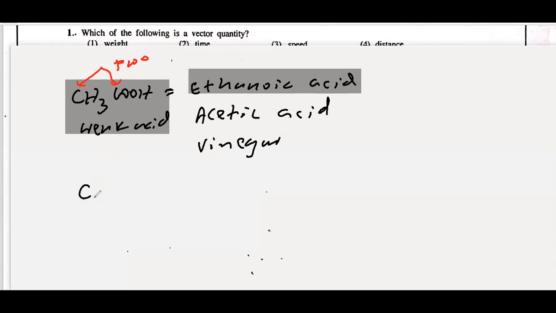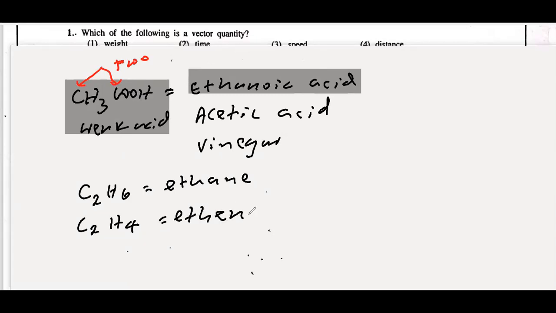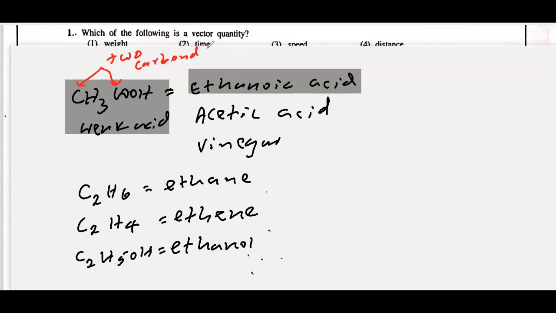Okay, I'll give some other examples. C2H6, this is called ethane. So C2H4, we call it ethene. C2H5OH, we call it ethanol. Look at here, it is very interesting. There are 2 carbon here, therefore we call it ethanoic acid. Then it's easy to remember, because next lesson we are doing lesson 14, the hydrocarbon lesson, you need this. If there are 2 carbon atoms, the name starts with eth.